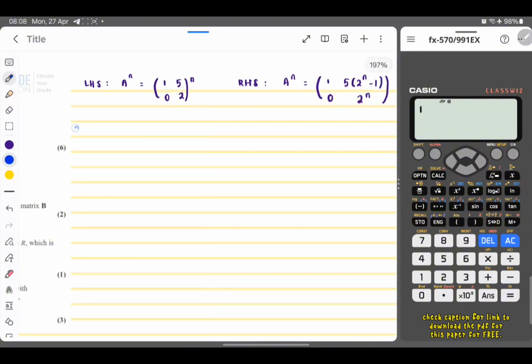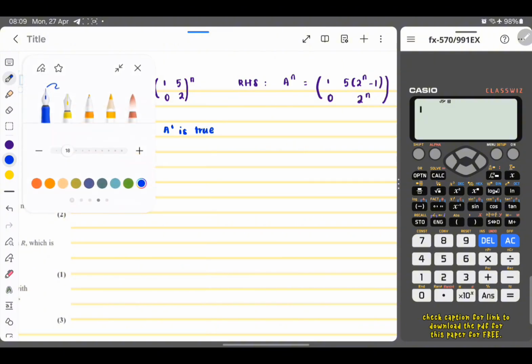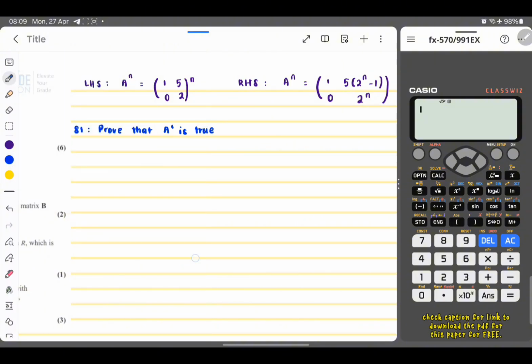With this, what is our first step? First step would be prove that A1 is true. Okay, let's begin with the left hand side. So left hand side, A to the power of 1, which is equal to [1, 0, 5, 2] to the power of 1, which is equal to [1, 0, 5, 2].